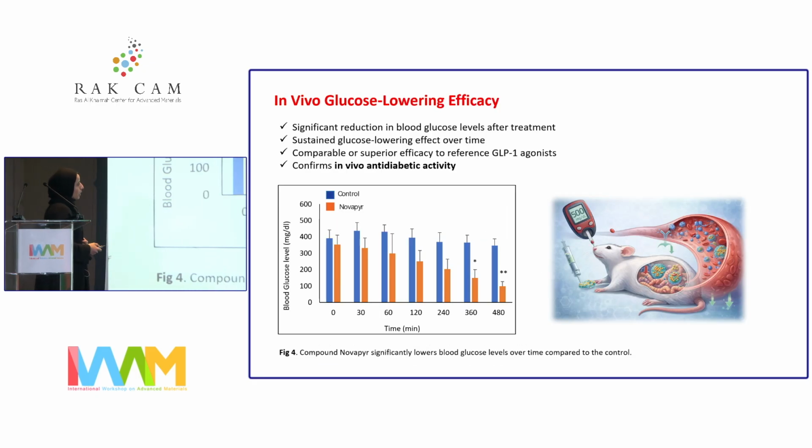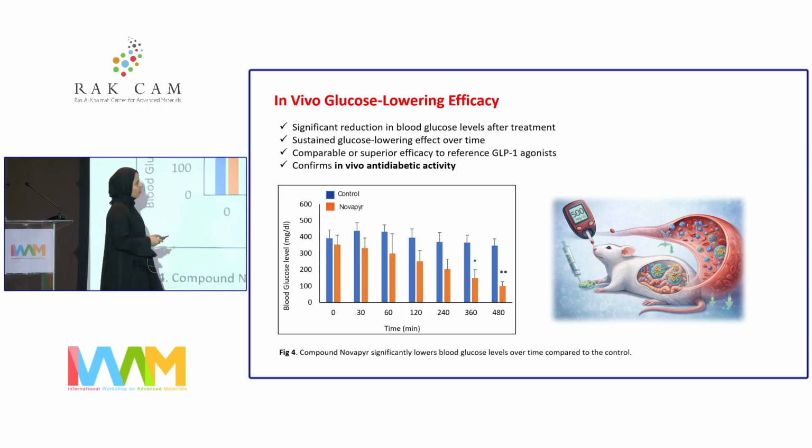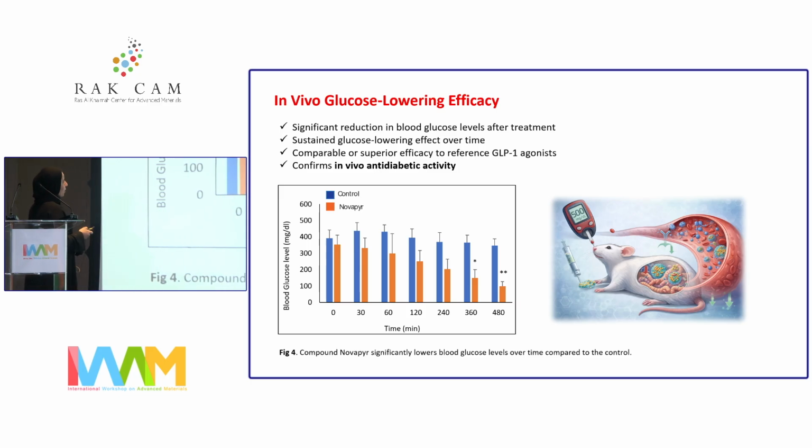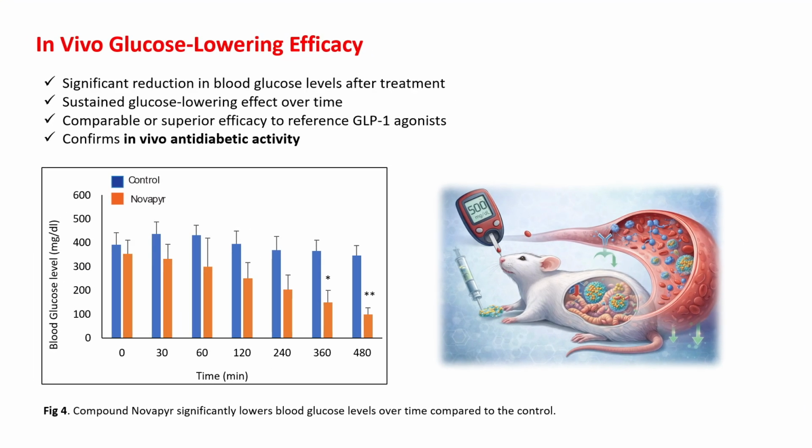Also, the in vivo results show that the Nova pair decreases the blood sugar from 400 milligram per dL to mostly 100 within 5 hours, and this is the behavior for the oral drug.